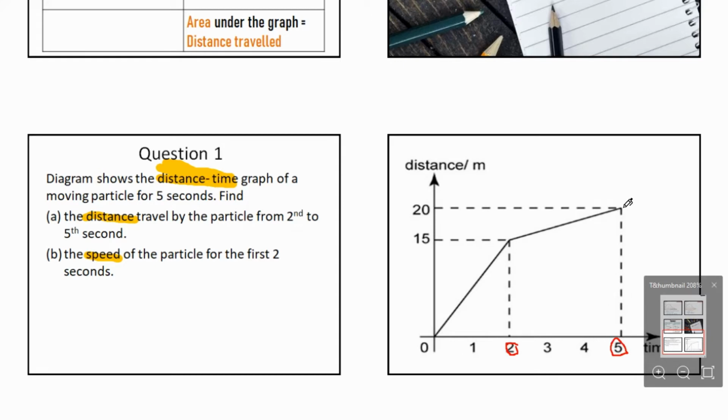At 5 seconds, it is 20 meters. At 2 seconds, the car has traveled 15 meters. So just minus: 20 minus 15. So the answer is 5 meters.